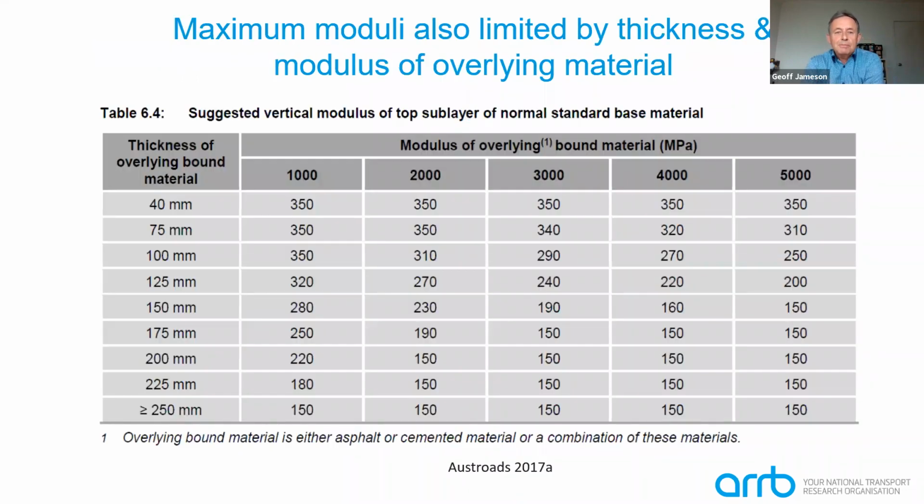Again, we have some presumptive modulus values to use under different thicknesses of bound materials, and this could be the thickness of overlying asphalt, and different modulus values of that overlying asphalt or cemented material. And you can see here how the modulus values reduce with depth because the stress is varying with depth. So this is another workaround for use in our linear elastic model to overcome the deficiencies of not allowing for the stress dependency of individual layers in terms of the granular modulus.